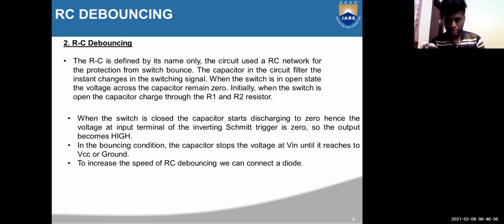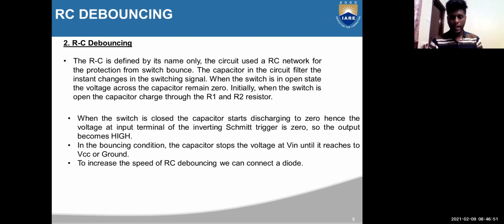When the switch is closed, the output will be high. And in the bouncing condition, the capacitor stops the voltage at voltage input until it reaches the ground level. And the third point is, to increase the speed of the RC debouncing, we should connect a diode.